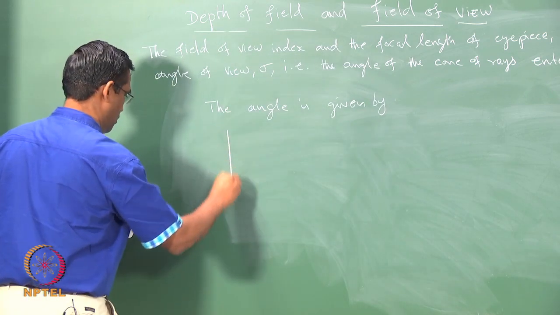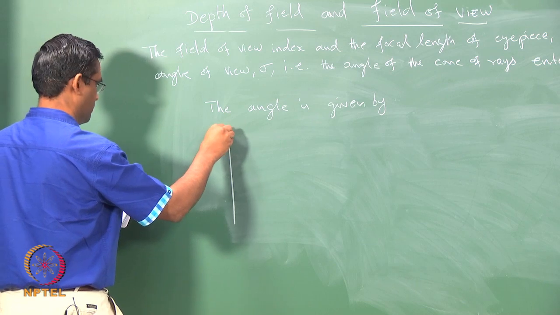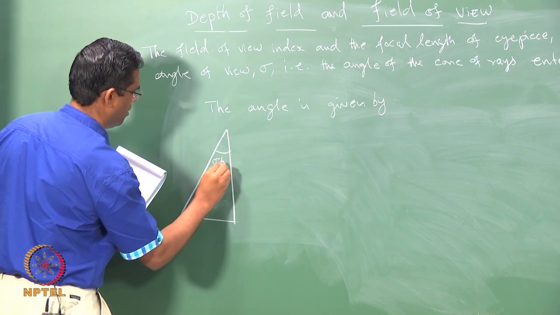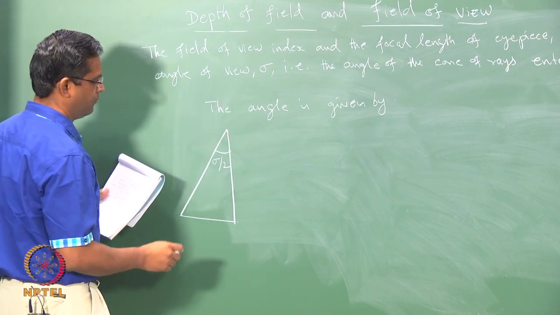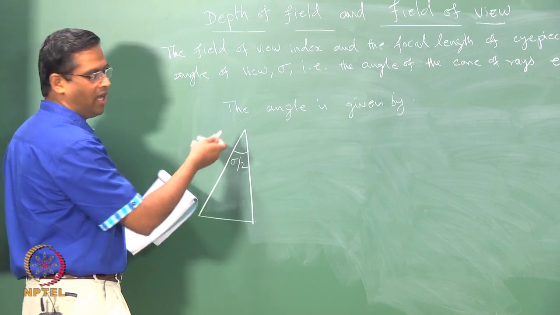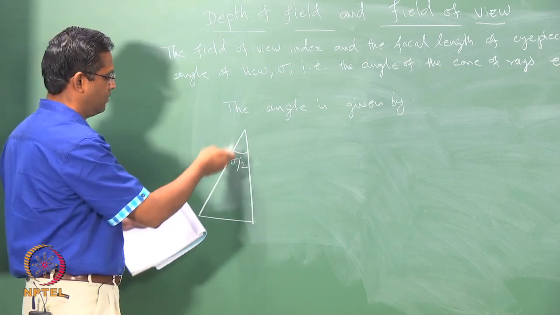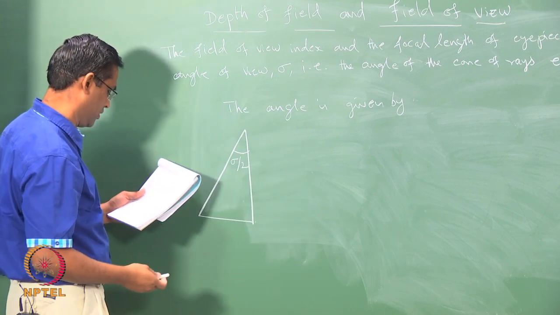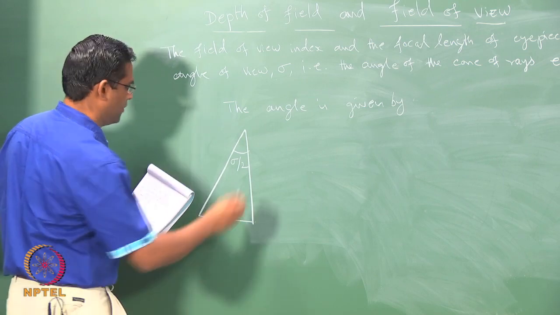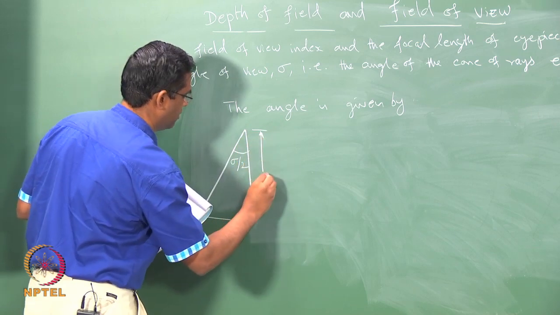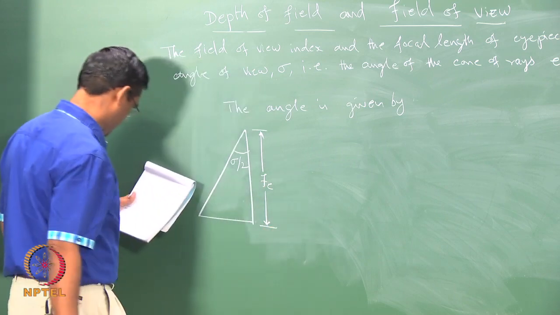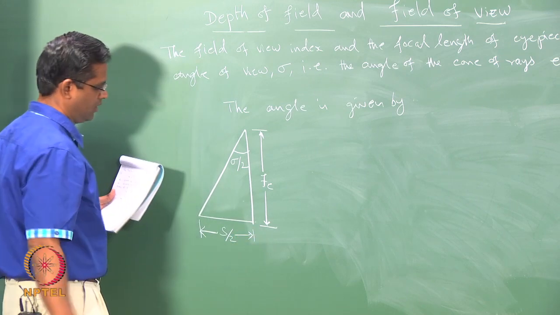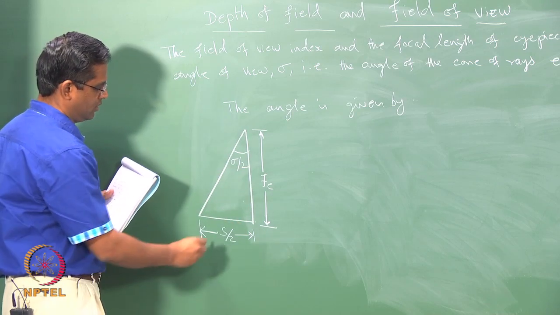if you consider this as the cone's section, and this is your sigma by 2, this is the angle of view, sigma. The sigma and alpha are the same; since I have taken from different references, they have used a different symbol. So here it is alpha, the collection angle, and here it is referred to as sigma, both are the same. And this distance is FE, that is the focal length of the eyepiece. And this is S by 2, the field of view index. Since we are considering only half of the cone section, this is S by 2.